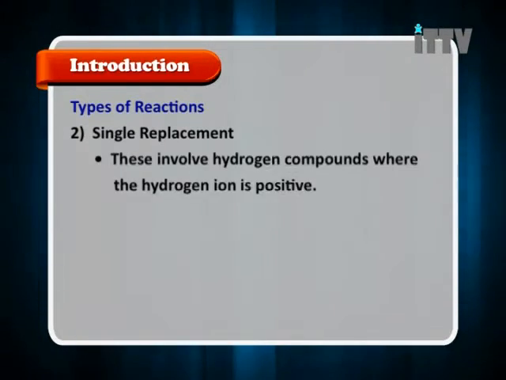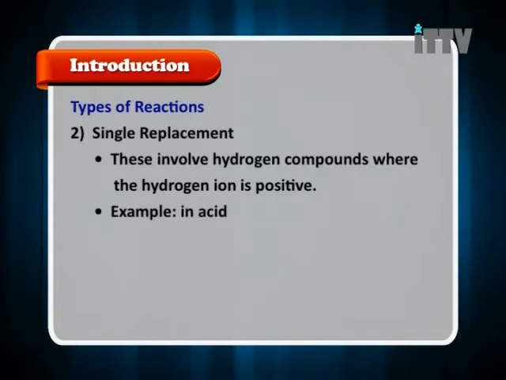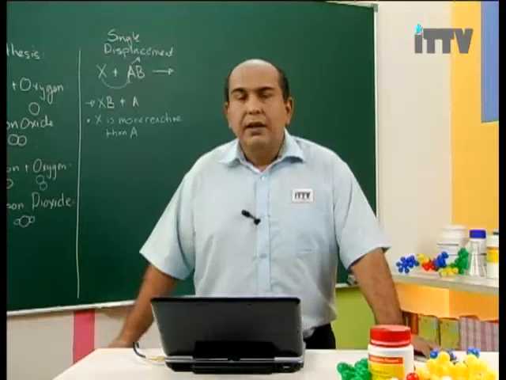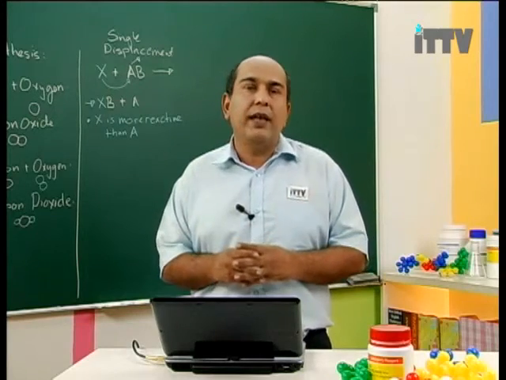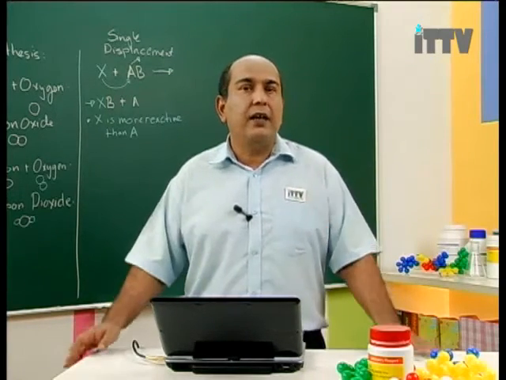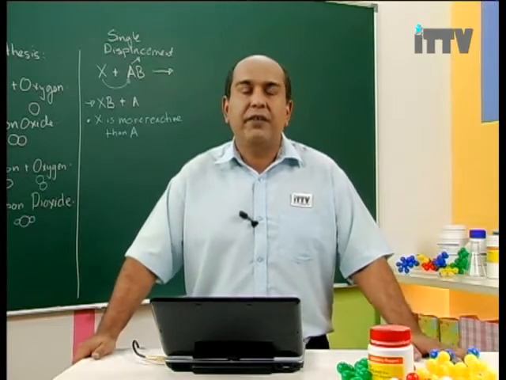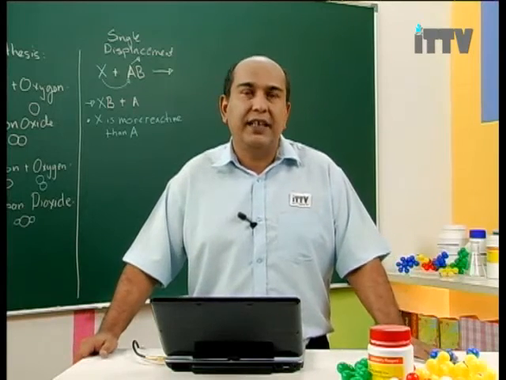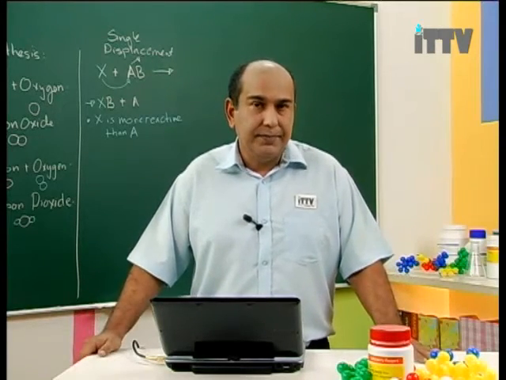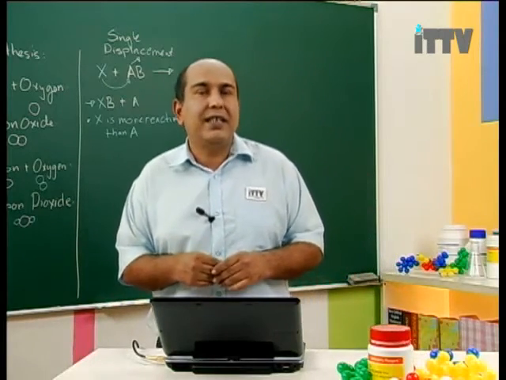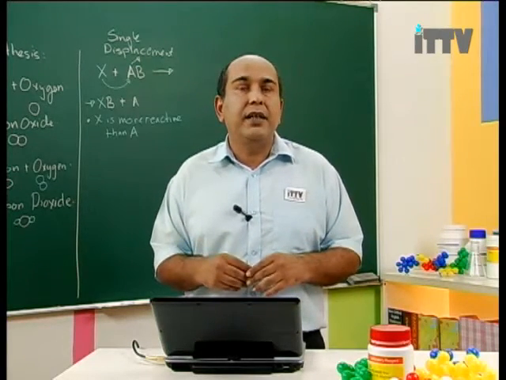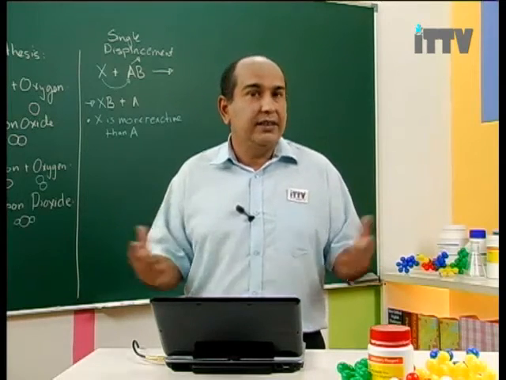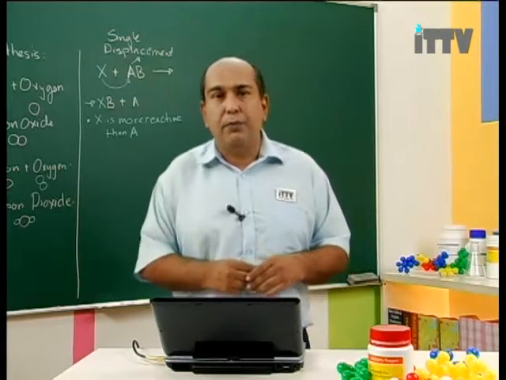Single displacement. These involve hydrogen compounds where the hydrogen ion is positive. Example, in acid. So now we're looking at the single displacement reaction, but specifically when hydrogen is involved. Now you're going to find that a lot of the things that we do in Form 4 and Form 5 chemistry involve compounds that contain hydrogen. For example, acid. So when we look at an acid, you got to understand that it contains the hydrogen and it also represents a compound that can be displaced, such as in a single displacement reaction. Let's move up to the board here and have a look.